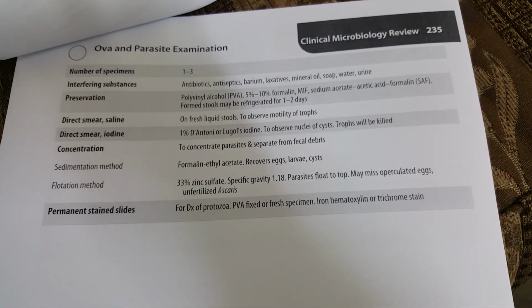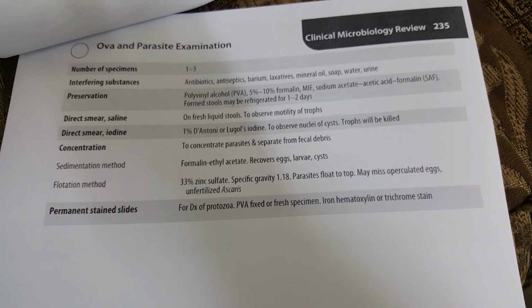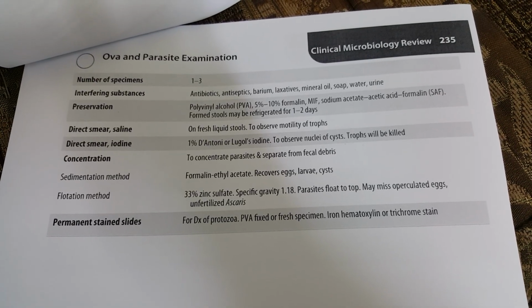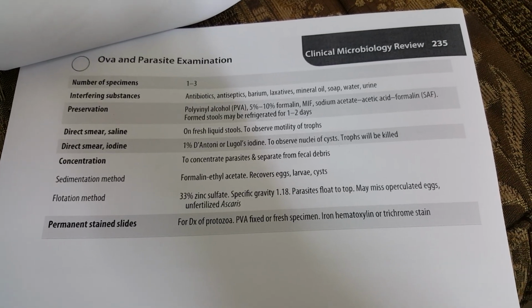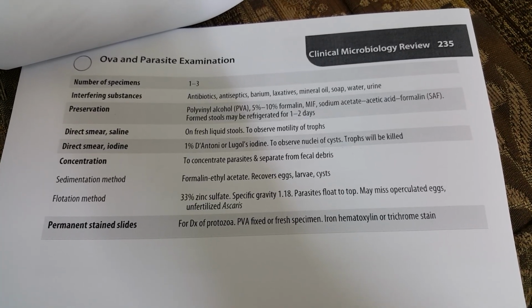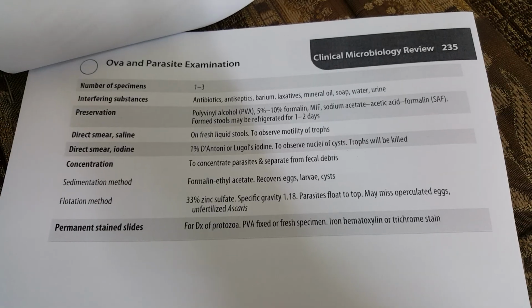For the preservation of stool, we can use polyvinyl alcohol, 5 to 10% formalin, SAF (sodium acetate, acetic acid, formalin), and formed stool may be refrigerated for 1 to 2 days.